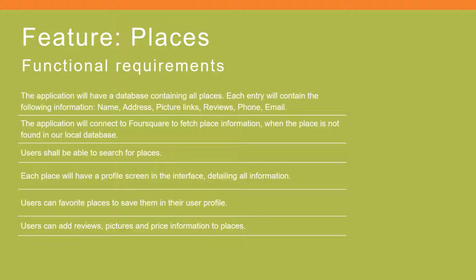Users can favorite places to save them on their user profile. Users can add reviews, pictures, and price information to the place, making the application more user friendly. Users will be able to help other users when a person is going to visit a place. This person will see, oh, I already know someone that visits, or this random person already visited and reviewed this place. The price is like this. Oh, they're changing the price, and the person will know more about the places, updated constantly.